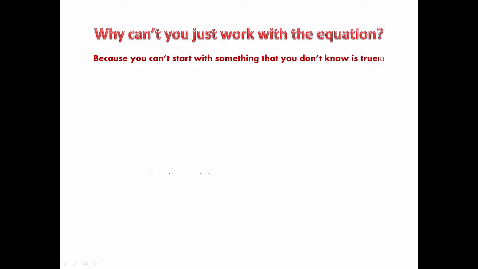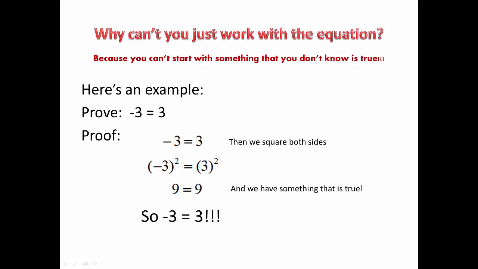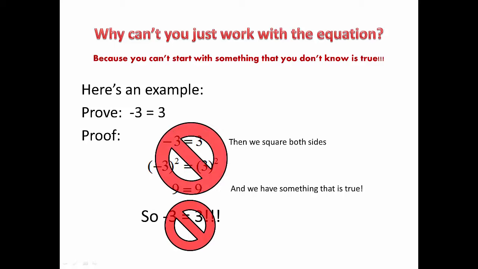So for example, let's say we didn't know that -3 was actually not equal to 3. Let's say we didn't know whether it was true or not. We secretly know it's not true, but let's just pretend we don't know this. I can actually take this equation and do a proof with it. If I start with the fact that -3 equals 3, I can square both sides, and then I end up with an equation that's true. So -3 equals 3. Awesome. But of course, that's not true. And the reason it's not true is because our proof was flawed to begin with. You can't start with the equation you're trying to prove.